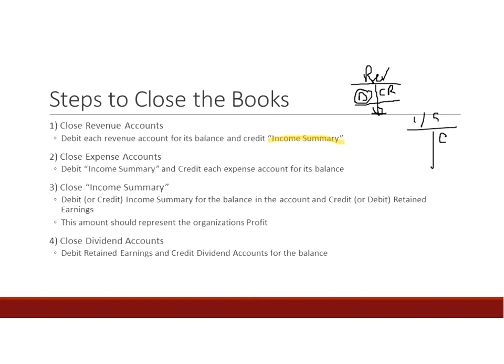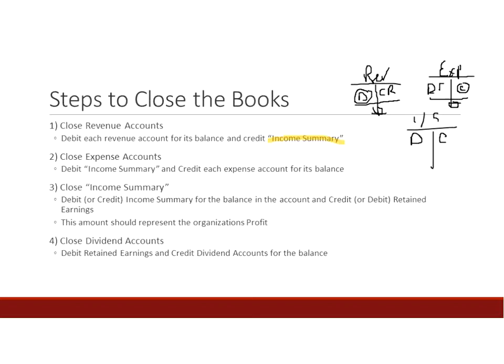The second step is to do very similarly with our expense accounts. Now, if we think about our expenses, typically they have a debit balance. And so to bring them to zero, we're going to need to provide an offsetting credit. So we're going to credit each of our expense accounts and debit our income summary for the full balance of each of those accounts.